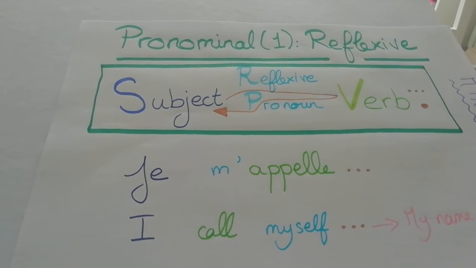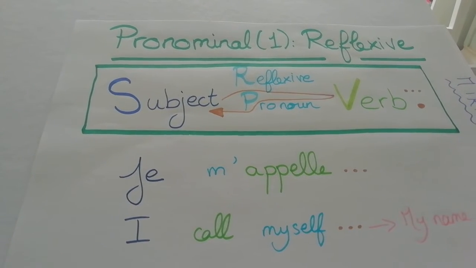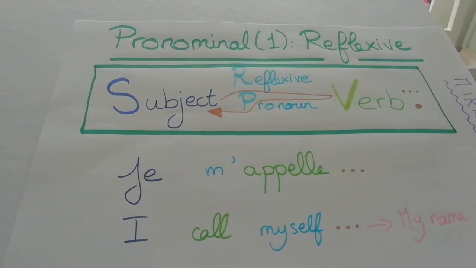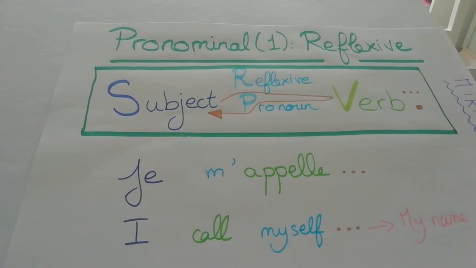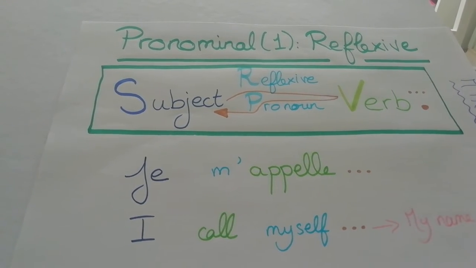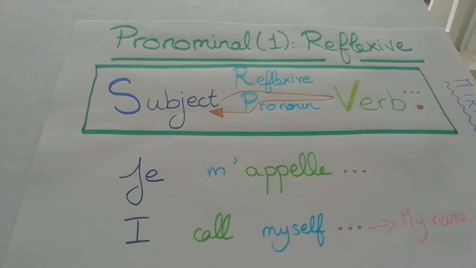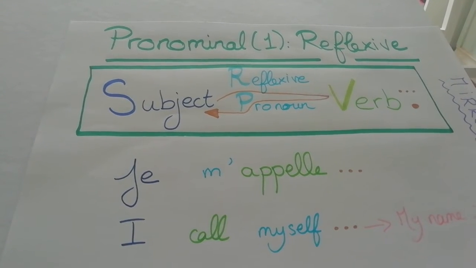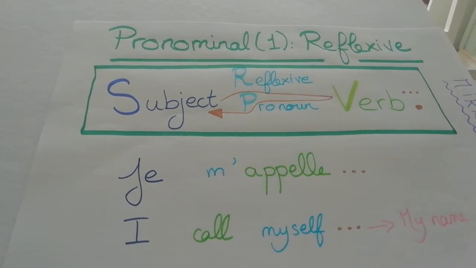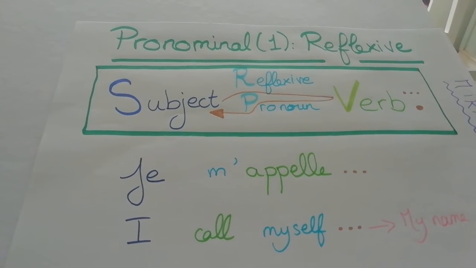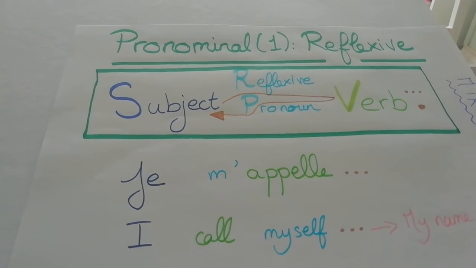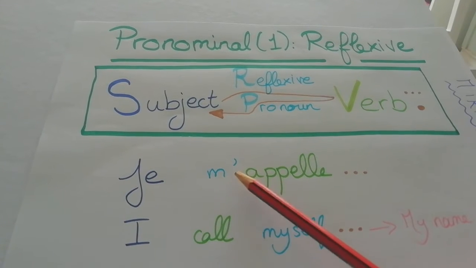It's a bit like a mirror. So you have your subject, you have a reflexive pronoun, and then you have the verb. But the verb's action is basically reflected back onto the subject instead of being done to something else. The first example you've met in French for that is je m'appelle, which is literally I call myself. Actually, literally, it would be I myself call.